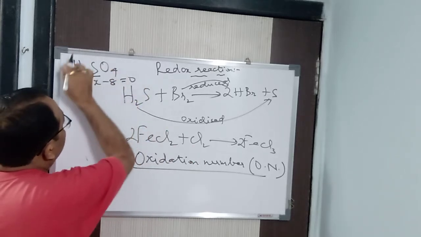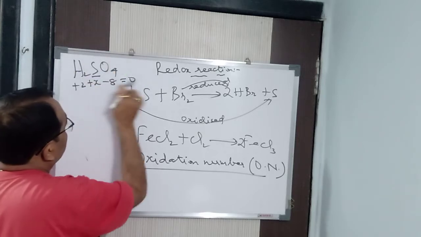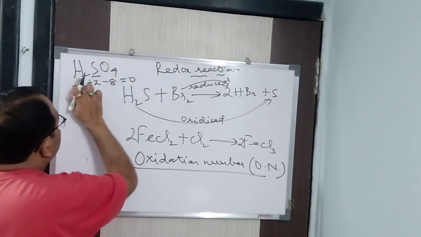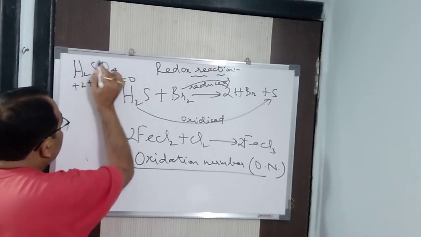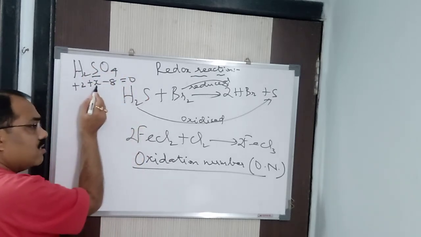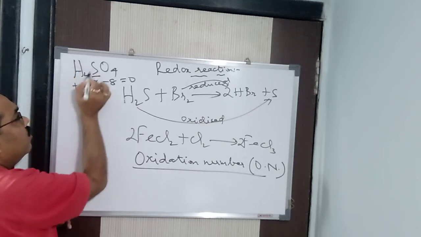Now the whole thing is a neutral substance. It's a compound, a neutral substance, so it is equal to 0. This is plus 2 plus X minus 8 is equal to 0. Understood? The one whose oxidation number I have to find out, I will take it as X. And the others you know already.